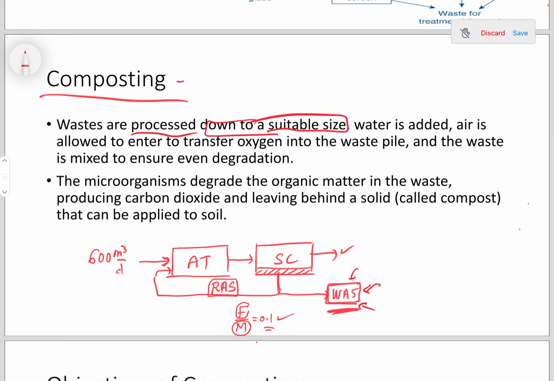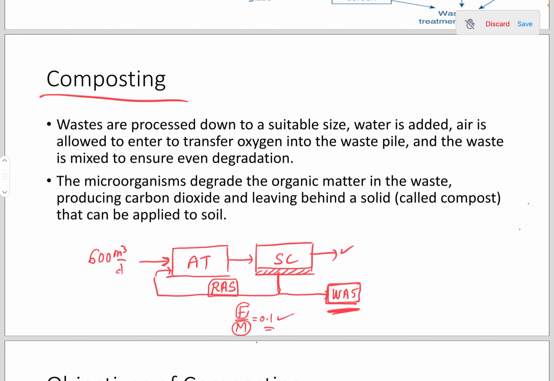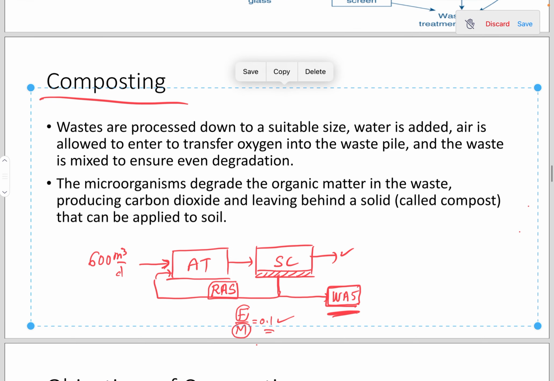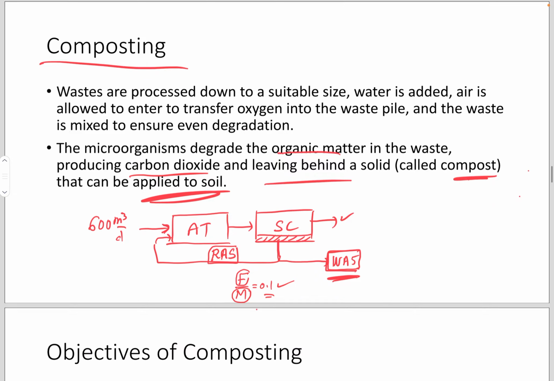the volume will be reduced if you do proper composting. Sometimes we add water, sometimes we add air to have aerobic degradation of the waste. Sometimes the waste, the sludge, is mixed to ensure even degradation. And I'll tell you why we have to mix it with something else. Because these microorganisms are used to degrade the organic matter of the waste and produce carbon dioxide, leaving behind a solid called compost or samad that can be applied to soil and make the soil fertile.